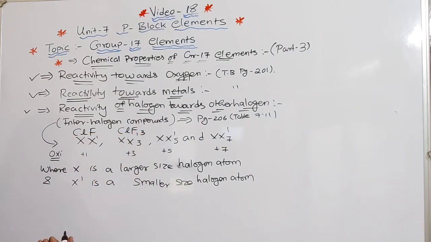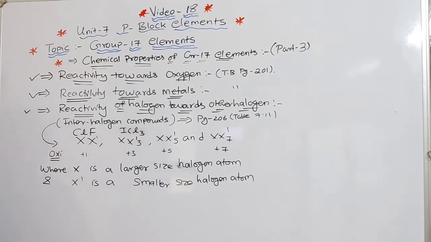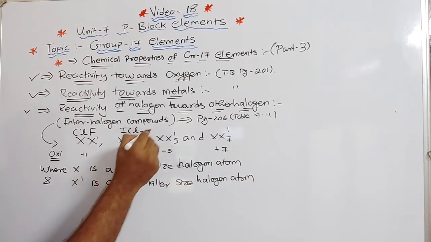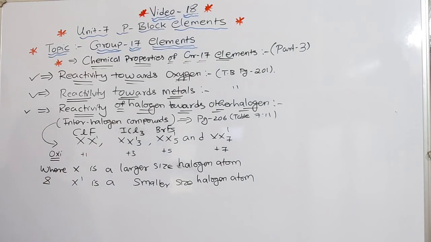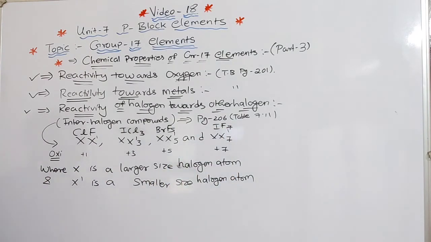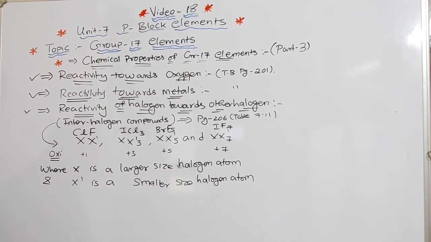Understood? Or another one if you want, I will write ICl3. So iodine is bigger and Cl is a smaller atom. Then for this I can write BrF5. There is another one, the last one, that is IF7. So these are the examples of interhalogen compounds that you will study. I think it is not there in your course. It has been cancelled this year, that is for the March to May 2021 board exam. So we will not be discussing that now.